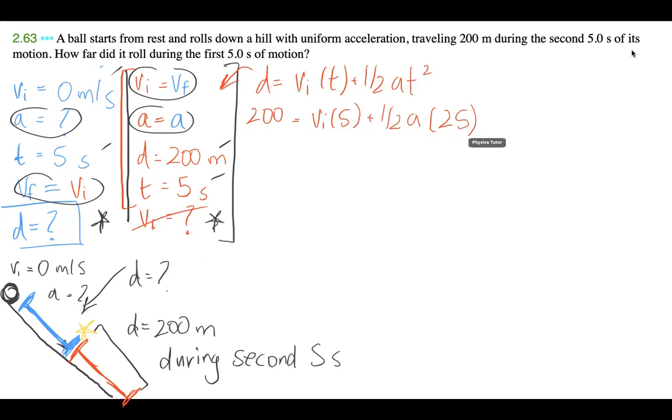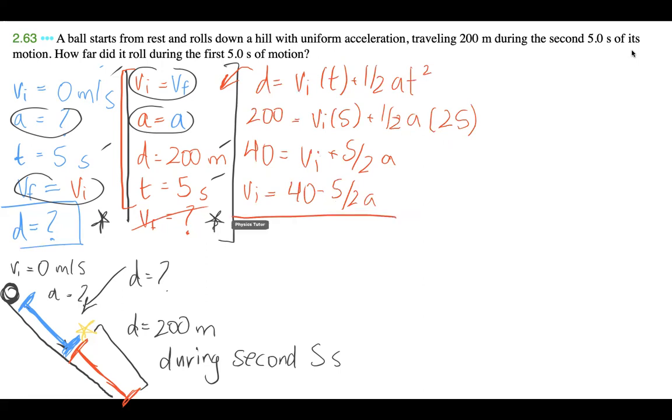If we simplify this, we get 40 is equal to VI plus 5 over 2 A. And then you can isolate for VI or A. I'm just going to isolate for VI right now, and we'll see in a second why. VI equals 40 minus 5 over 2 A. This is what we have. We have our first equation that has 2 unknowns in it.